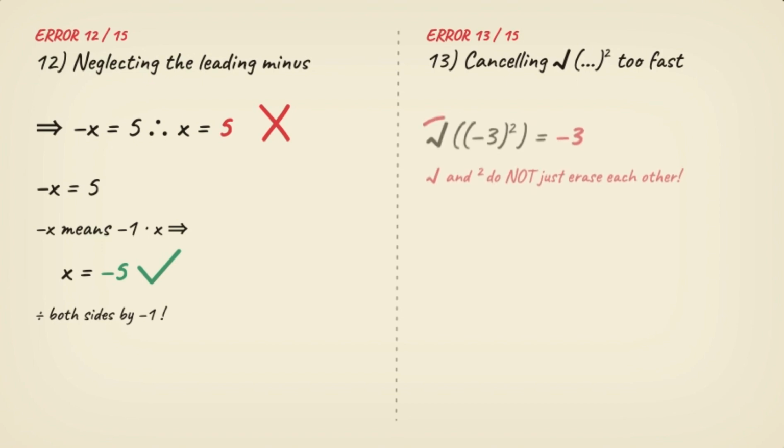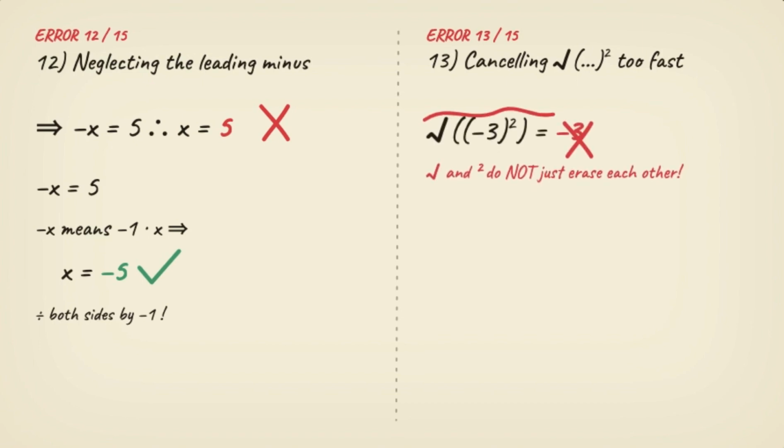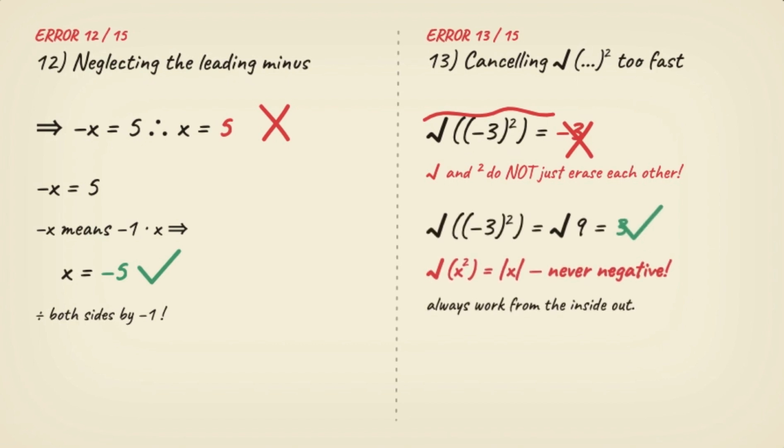Error 13. Canceling a square with a square root too quickly. The square root of -3 squared is not -3. The square root of x squared is the absolute value of x, so this gives the square root of 9, which is 3.